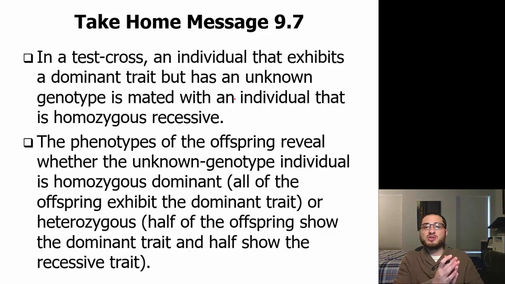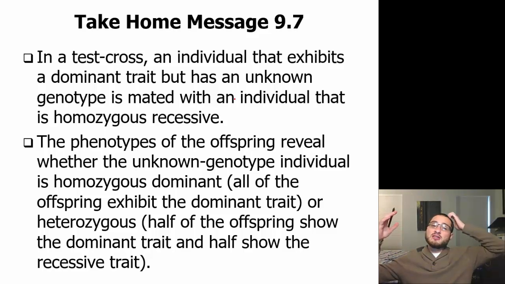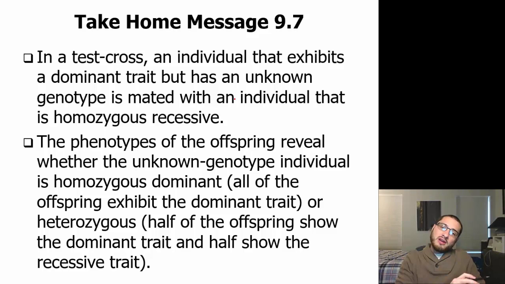So in a test cross, an individual that exhibits a dominant trait but has an unknown genotype, meaning we don't know if it's heterozygous or if it's homozygous dominant, is mated with an individual that's homozygous recessive, because homozygous recessive organisms are always going to be lowercase. So we know what they are, because if it shows that, that means they do not have a dominant allele. But we don't know on the ones that show the dominant trait if they're heterozygous or homozygous dominant. So the phenotypes of the offspring reveal whether the unknown genotype individual is homozygous dominant or heterozygous.